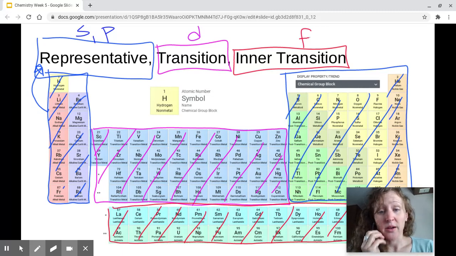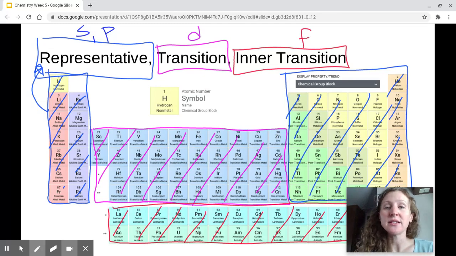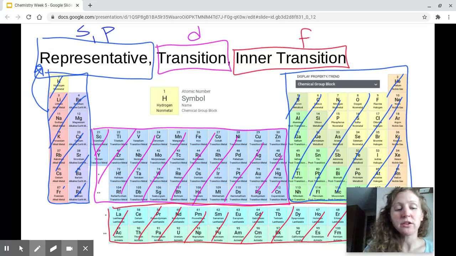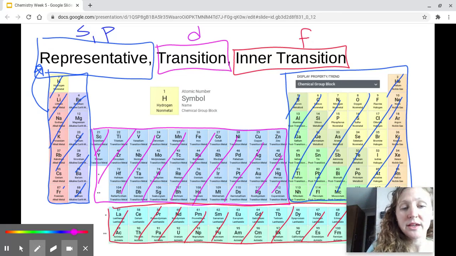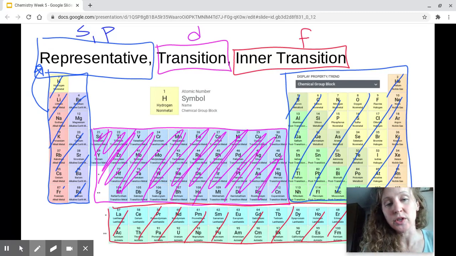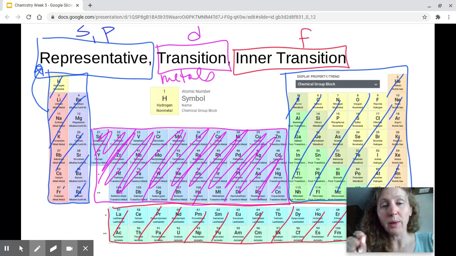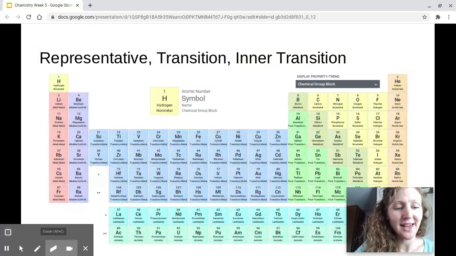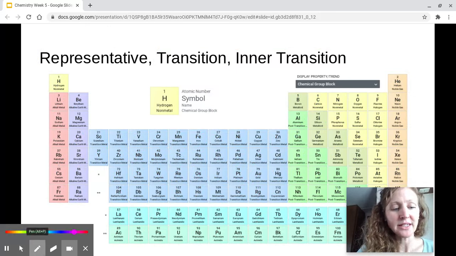So shade your periodic table. Make sure that you have this as a reference, because we're going to start using these terms, and sometimes you're going to want a quick reference to go back to figure out where the representative elements are, where the transition elements are, where the intertransition elements are. One other note, sometimes we call this box here in the middle transition elements, and sometimes we call them transition metals, because this whole box contains metals, as we're going to see on one of the next slides. Okay, let's keep going.